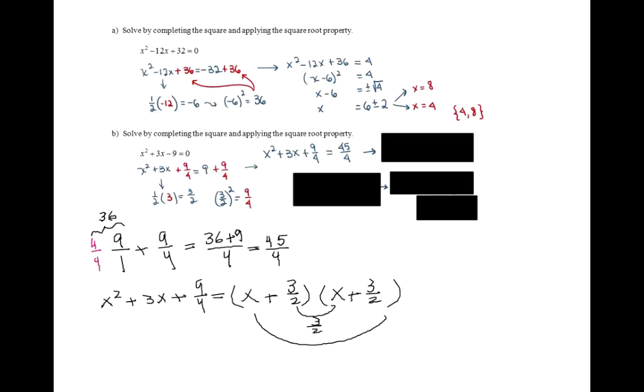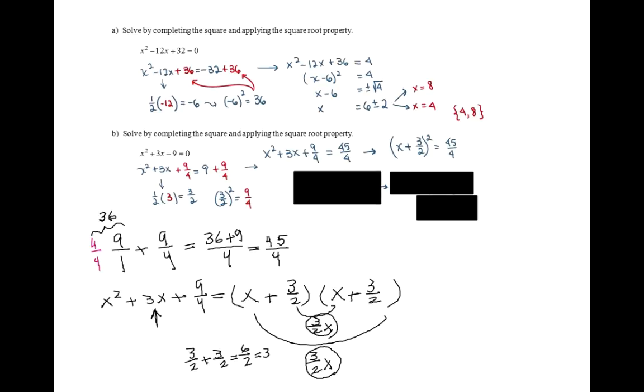This would be 3/2 x. This would be 3/2 x. What is 3/2 plus 3/2? 6 over 2, which is equal to 3. That's exactly what we want, right? You want this to add up to 3x. It does. 3/2 plus 3/2 is equal to 3. So you see that it works. So now we have x plus 3/2 squared is equal to 45 over 4.